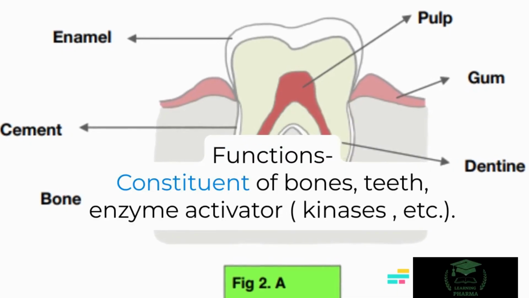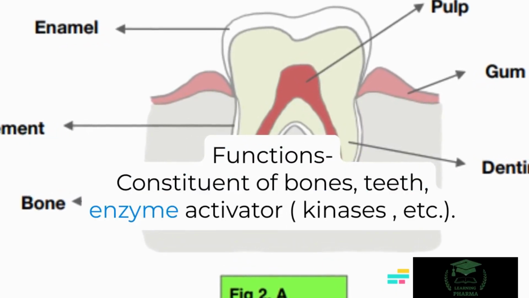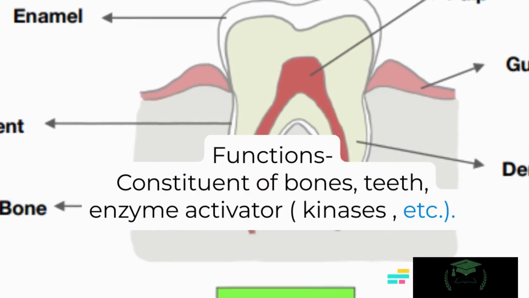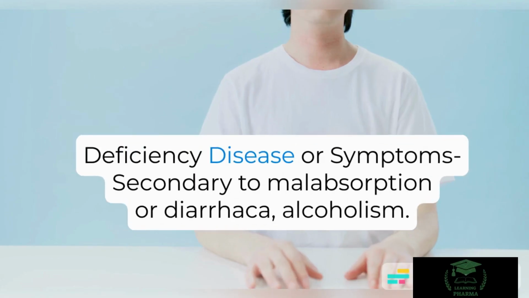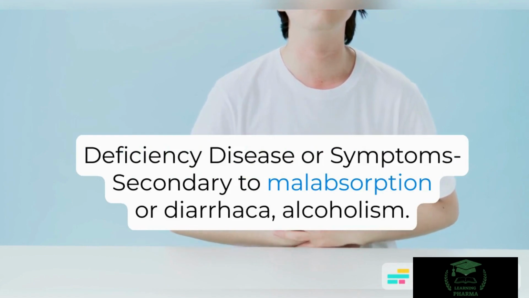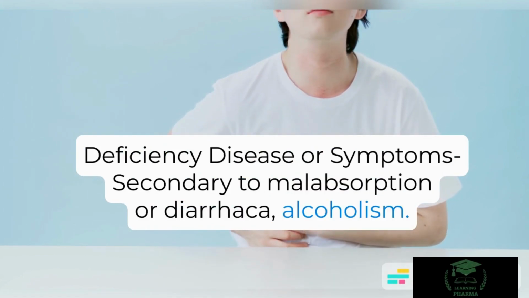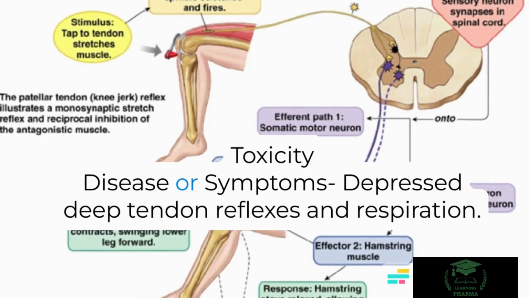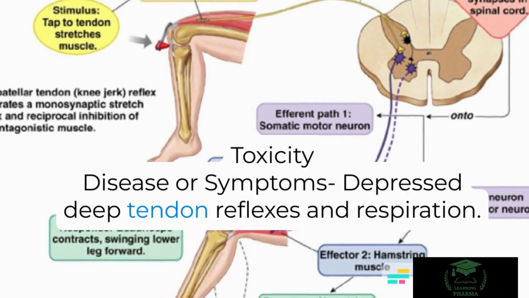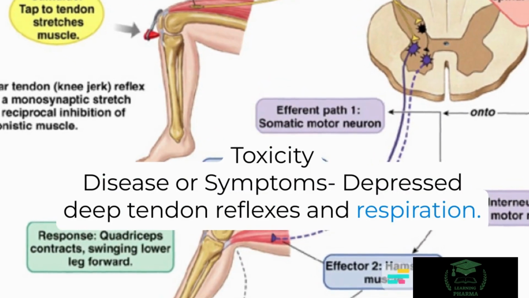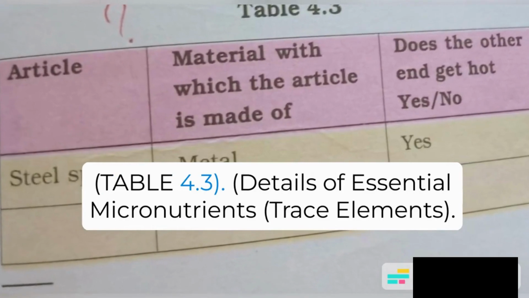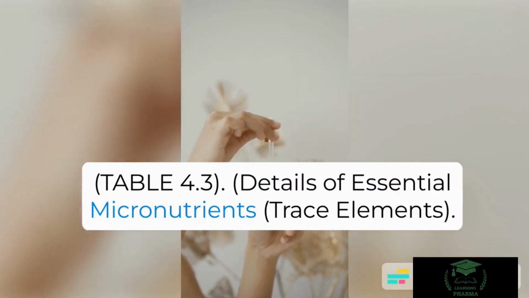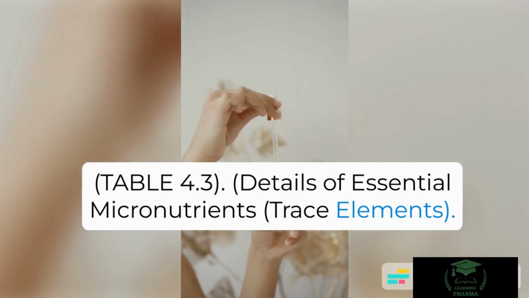Functions: constituent of bones, teeth, enzyme activator, kinases, etc. Deficiency disease or symptoms secondary to malabsorption or diarrhea, alcoholism. Toxicity disease or symptoms: depressed deep tendon reflexes and respiration. Table 4.3. Details of essential micronutrients, trace elements.